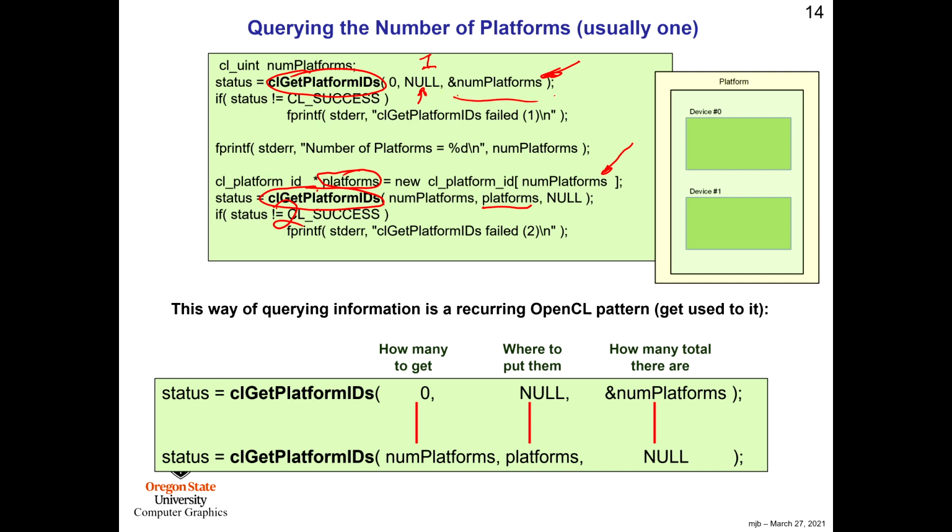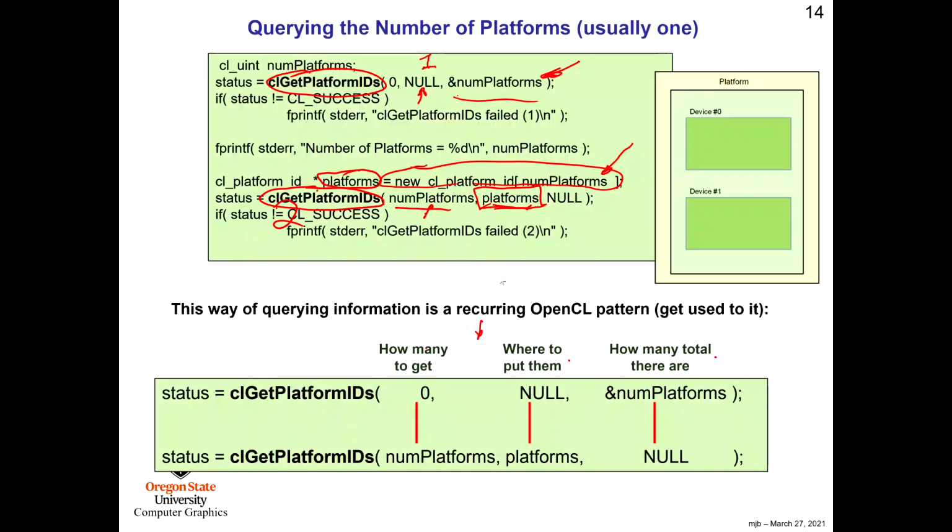We then take that and we use it here in the new call in order to create the array of structs. And now we make a second call to this saying, give me this number of platforms' worth of information and put them in this array of structs. Okay, one call to get the number, then you allocate the memory, second call to get the information. Again, this is a recurring OpenCL pattern. How many, where to put them, how many total there are. And anytime you put a null in for where the function wants an address, it knows not to fill that.